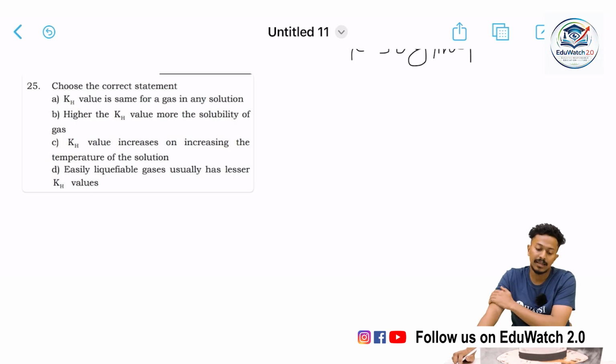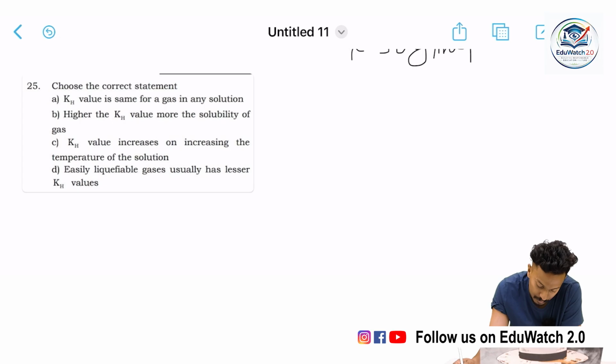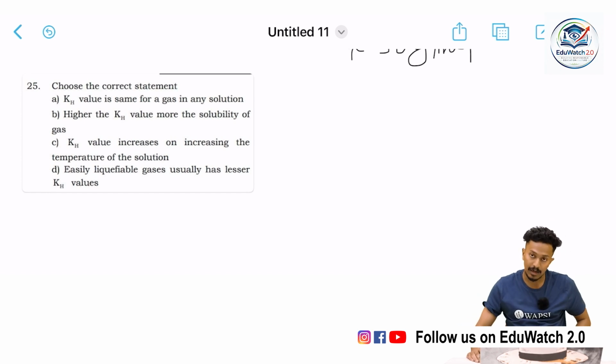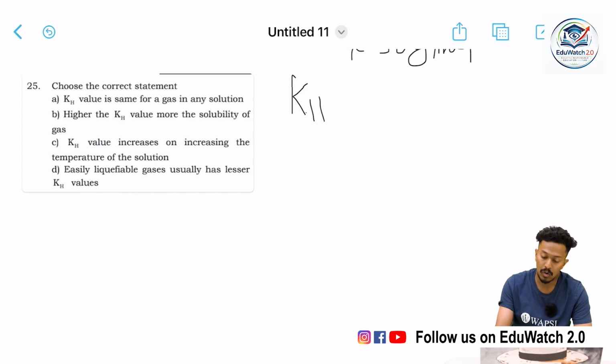Choose the correct statement. KH value is the same for a gas in any solution. Higher the KH value, more the solubility of gas. KH value increases on increasing the temperature of the solution. Easily liquefiable gas usually has a lesser KH value. So you have to find the correct statement for the term KH. What is KH? Henry's constant.